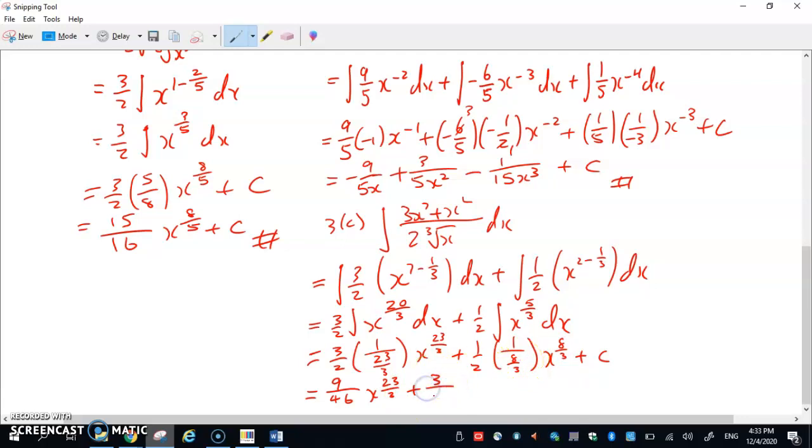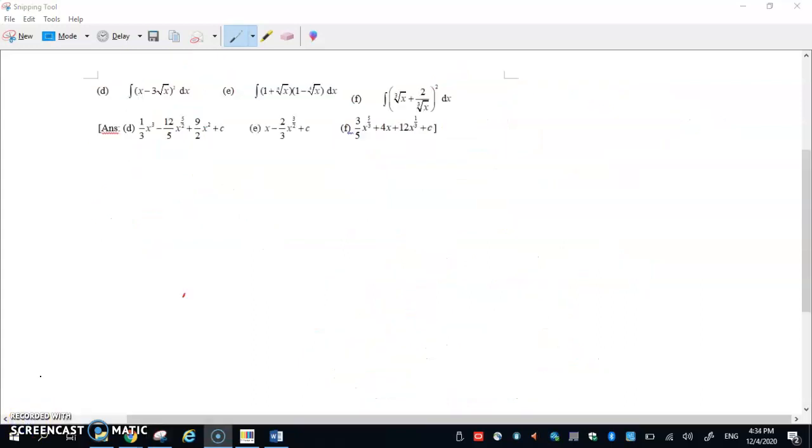3 over 16 x to the power of 8 over 3 plus c. Alright, so that's your answer. Okay, now for page 16, we'll look at part D. Page 16, part D. Okay, we have the integration of x minus 3 root x squared dx.